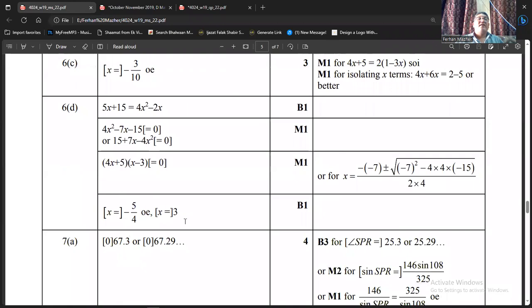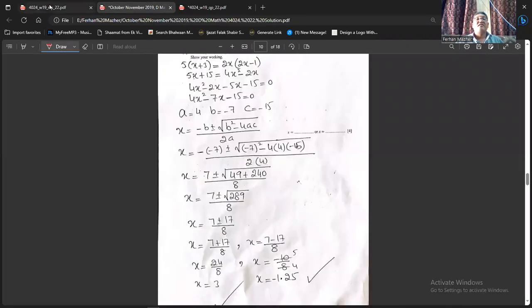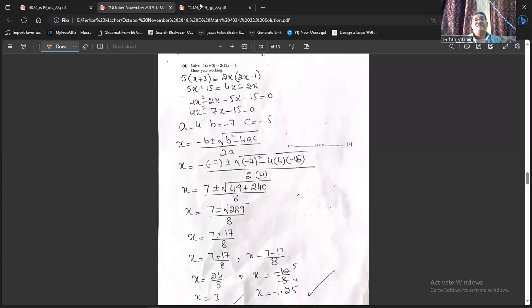So x is 3 and x is minus 4/5 by 4. So our answers are right, sir. This is the answer. And this is the whole question. That's the D part.